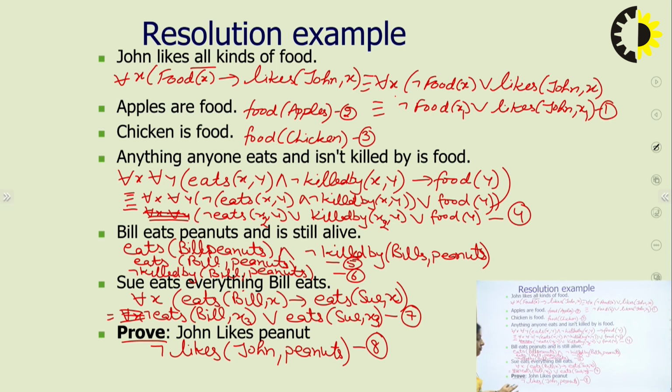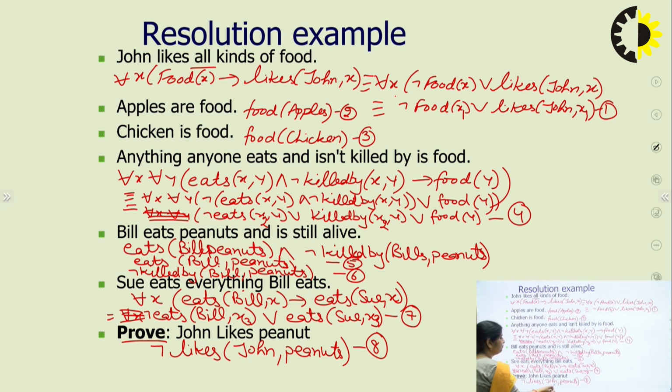Okay, now we are having all these propositions. So what we have to prove? We have to prove not likes John, peanuts. We have added it because we have to prove that John likes peanut. So can we resolve it with anything?